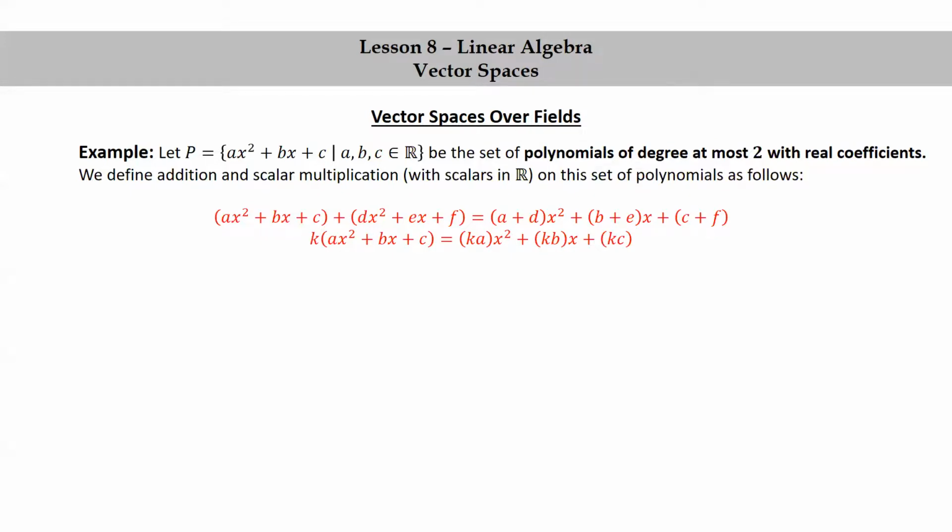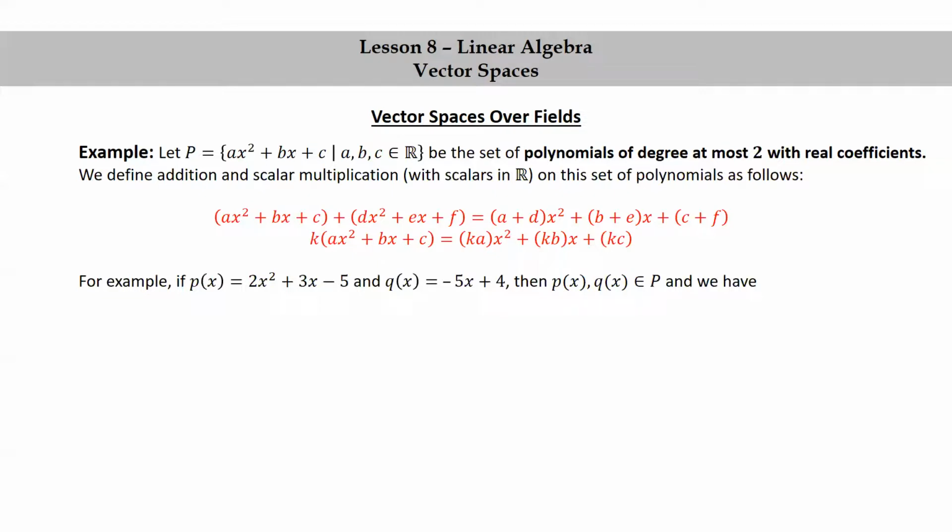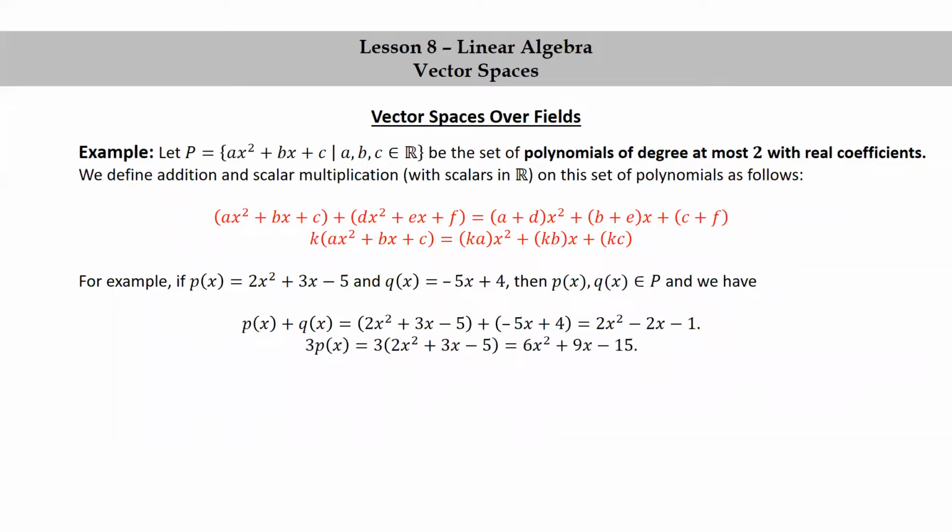For example, if p of x is equal to 2x squared plus 3x minus 5, and q of x is equal to -5x plus 4, then p of x and q of x are both in P, and we have p of x plus q of x equal to 2x squared plus 3x minus 5 plus -5x plus 4 is equal to 2x squared minus 2x minus 1. And we have 3 times p of x equal to 3 times (2x squared plus 3x minus 5), which is 6x squared plus 9x minus 15. You should check that P is a vector space over R.